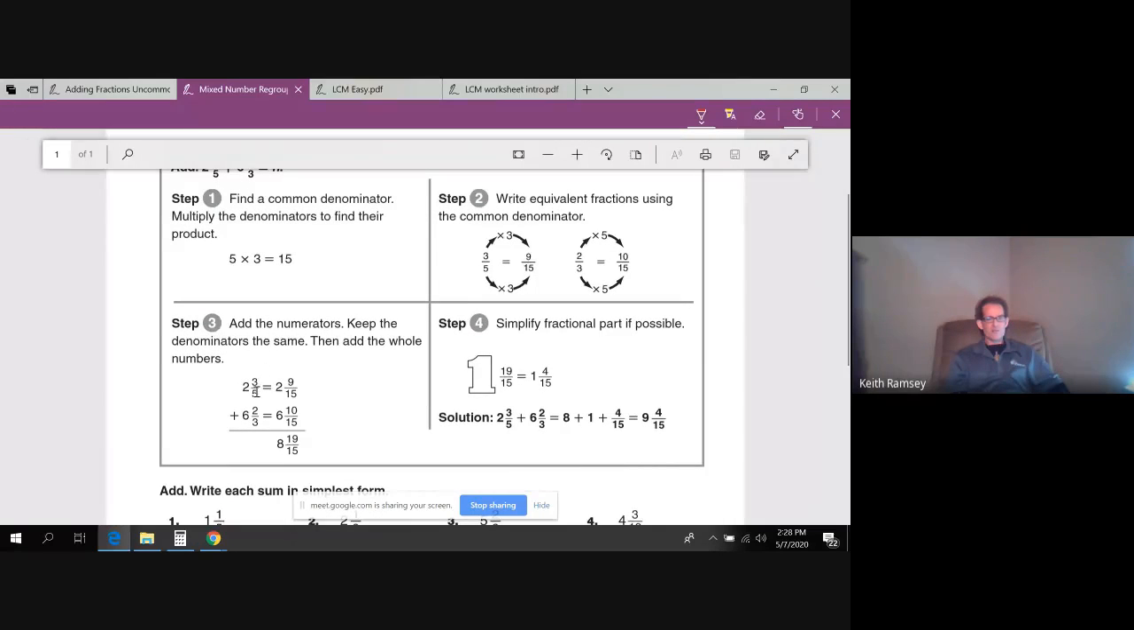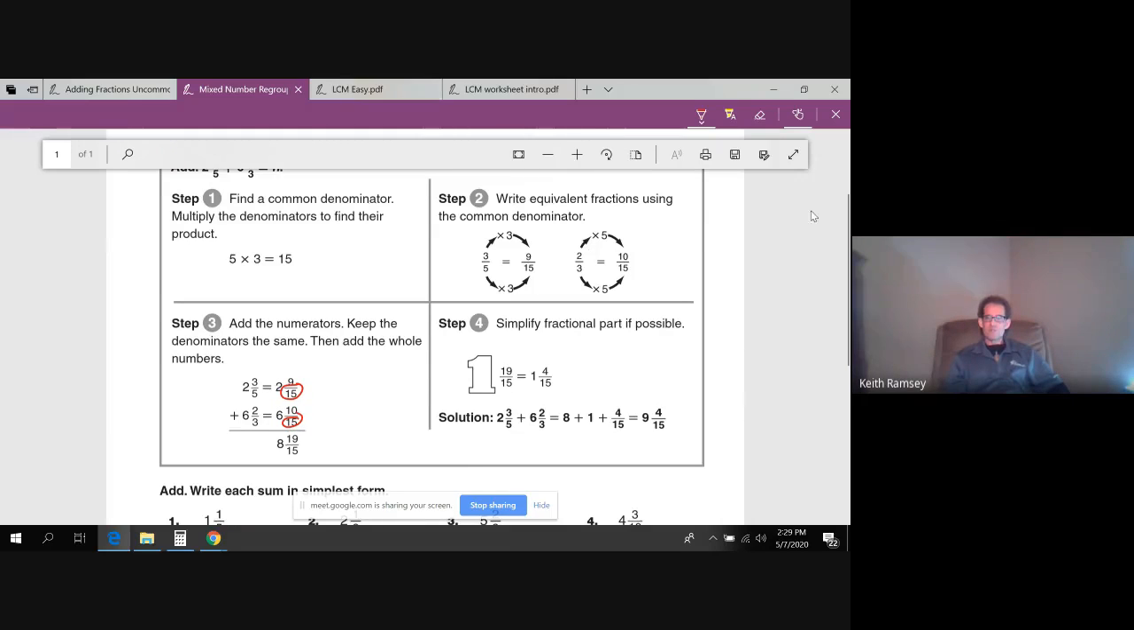You had 3 over 5 and 2 over 3. 5 and 3 are not common denominators. And so they decided your least common multiple is 15. If you see that in this sample, it's kind of small here. So they didn't change the whole numbers. The whole numbers stayed 2 and 6, but they changed the denominators so they could add.